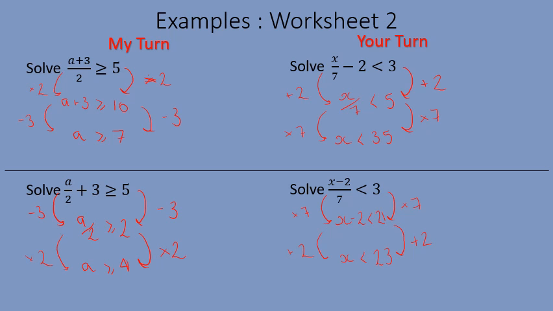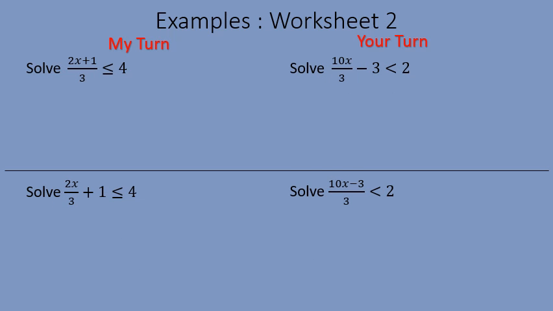Okay, so for the first question on the right hand side, the first thing you needed to get rid of is the takeaway 2. So you should have added 2 to both sides as your first step. Then we need to get rid of the divide by 7, so times both sides by 7, so x is less than 35. Whereas for the second one, we needed to get rid of this divide by 7 first, so I needed to times both sides by 7. Then I needed to get rid of the subtract 2, so I've added 2 to both sides, and so I get x is less than 23.